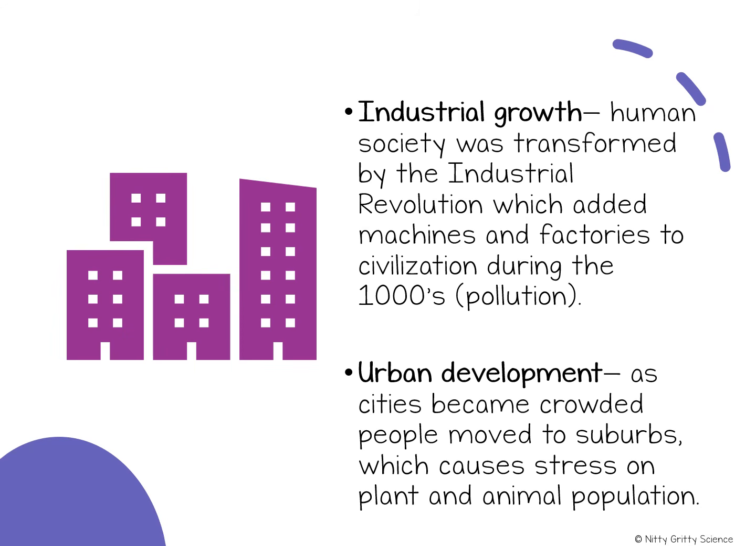As cities became crowded, people started moving out to the suburbs. This also caused stress on ecosystems and plants and trees because they were decimated, and animals were displaced from their habitats when people started building their homes and the roads and the infrastructures.